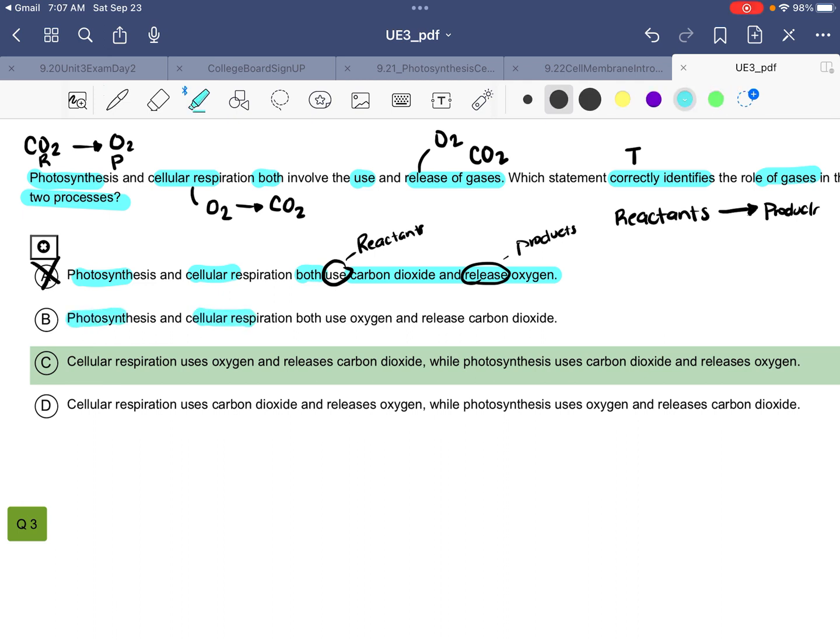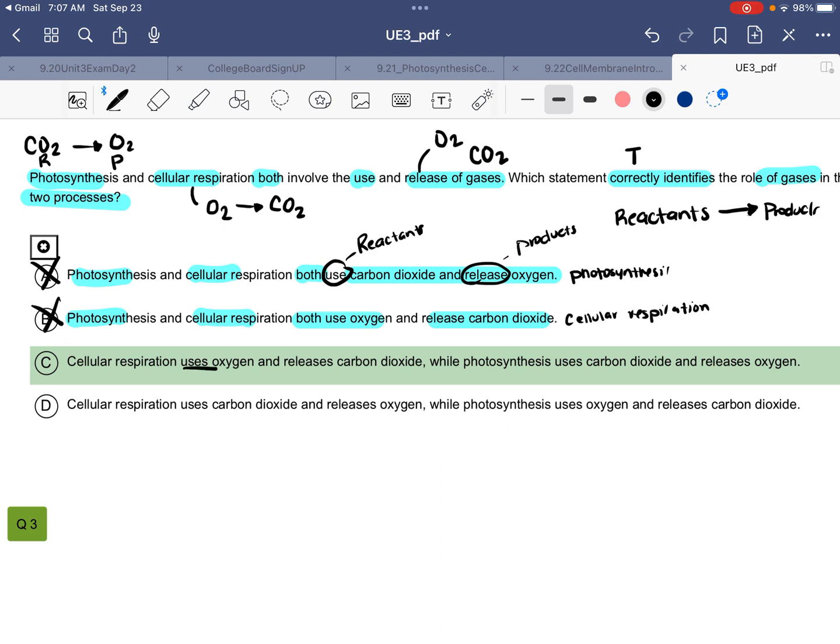Photosynthesis and cellular respiration both use oxygen and release carbon dioxide. So this one is doing the same thing backwards. So right here, it was talking only about photosynthesis. And this one is talking about cellular respiration only. So that's why B is incorrect.